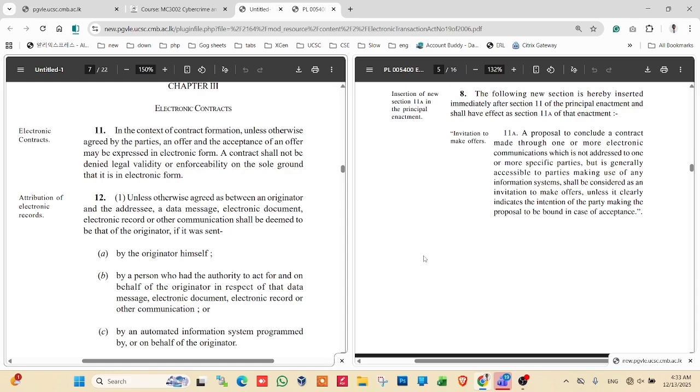And one more thing, this is something that's going to happen in the future: electronic tendering. Now the government is moving towards electronic procurement, right? So there is a system made by the government.